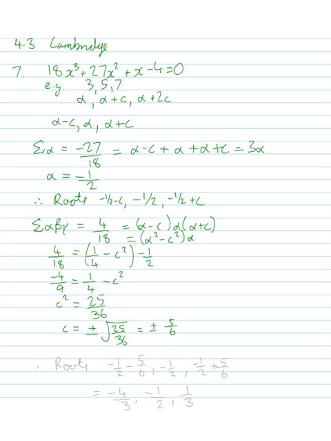Anyway, the long and the short of that is that the roots are minus a half minus 5 on 6, minus a half, and minus a half plus 5 on 6, and they are minus 4 on 3, minus a half, and that one would be, what's that? Minus 3 plus 5 is 2, so a third. So they're the three roots of the equation.